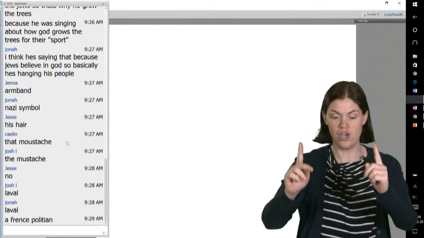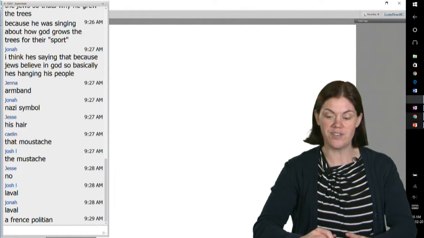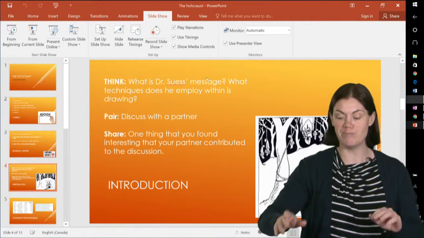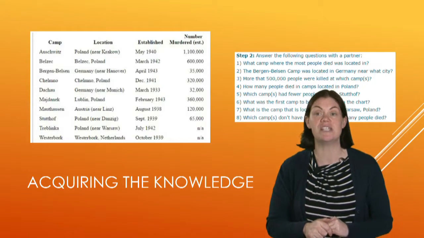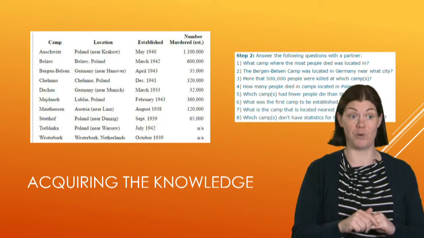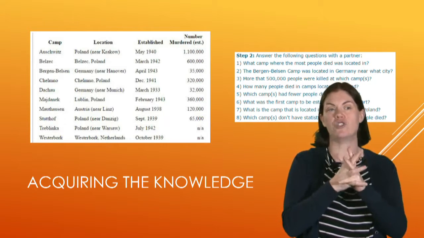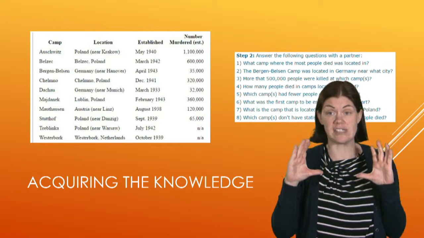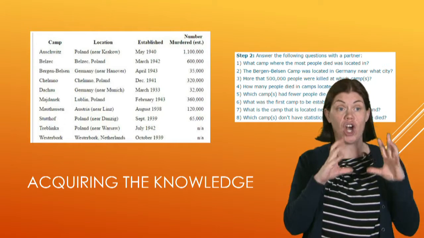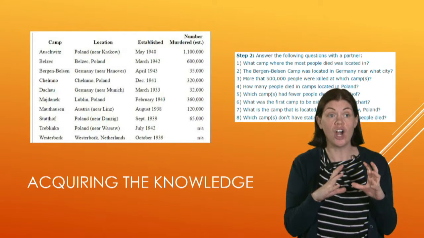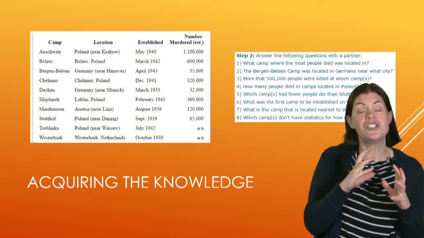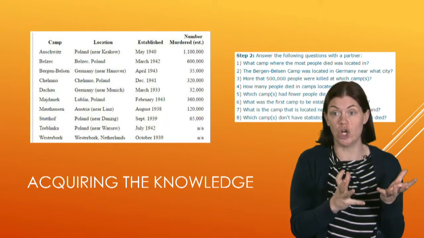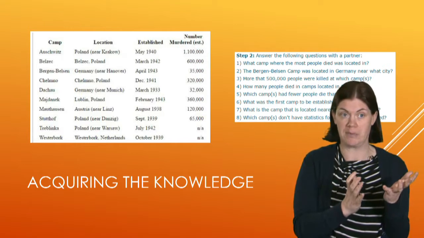Fantastic, you guys. Now that we're getting back into that political cartoon mindset, what I want to do is go into the second part. We're going to start acquiring some knowledge around the Holocaust. You will notice in the assignment, I've got a chart, and that chart is listing about 10 of the biggest concentration camps in Europe during World War II.